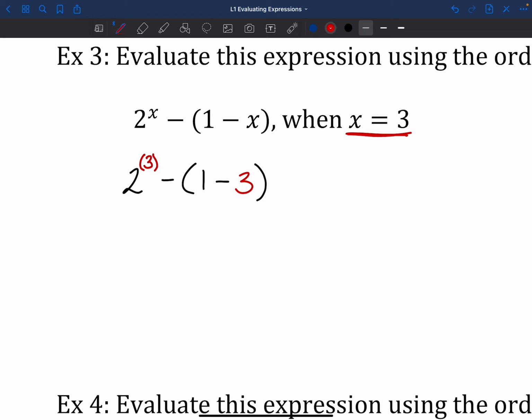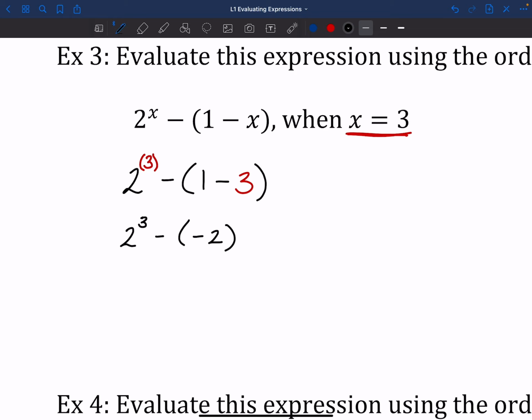When I have 2 to the 3rd power, that's 2 times 2. Actually, hold on. Let me back up. See, it's easy to get sucked in and just kind of jump in. So, PEMDAS, thinking about my parentheses. If I'm looking in those parentheses, 1 minus 3, I can do that. 1 minus 3 is negative 2.